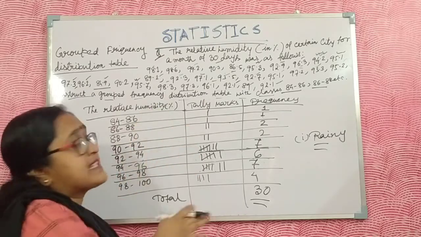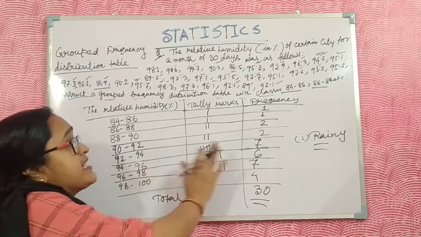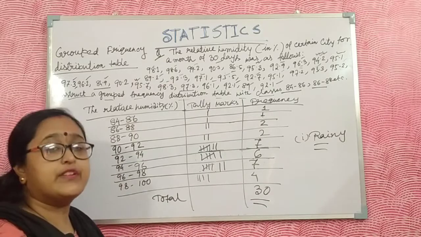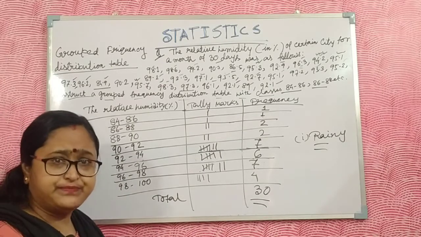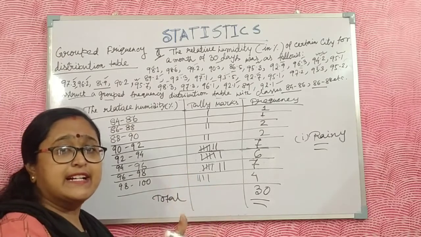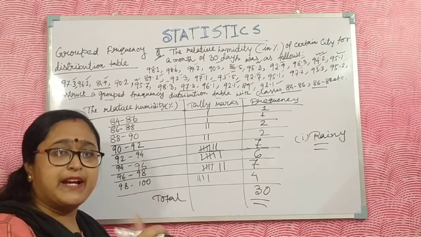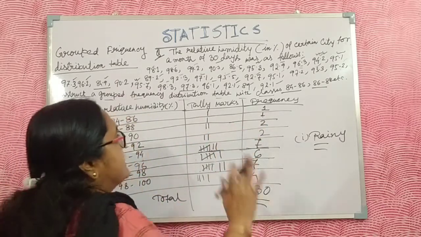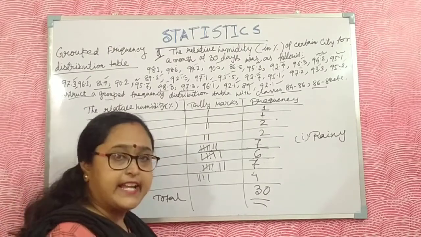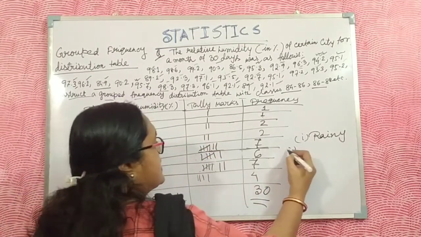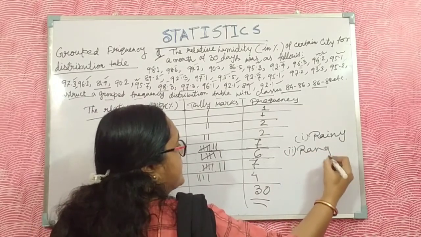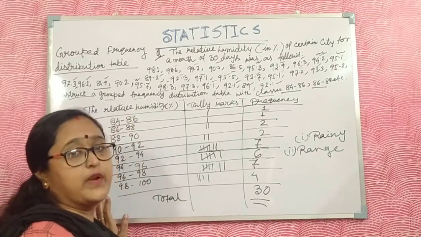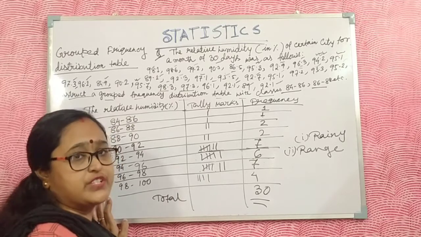This table is called the frequency distribution table, because here is the frequency. Then what is the range? Range means highest humidity minus the lowest humidity. The highest data minus the lowest data is called the range of the frequency distribution table. Now I find the range of this frequency distribution. The second question is the range. The range is the difference between the highest and the lowest. Highest data minus the lowest data is called the range.